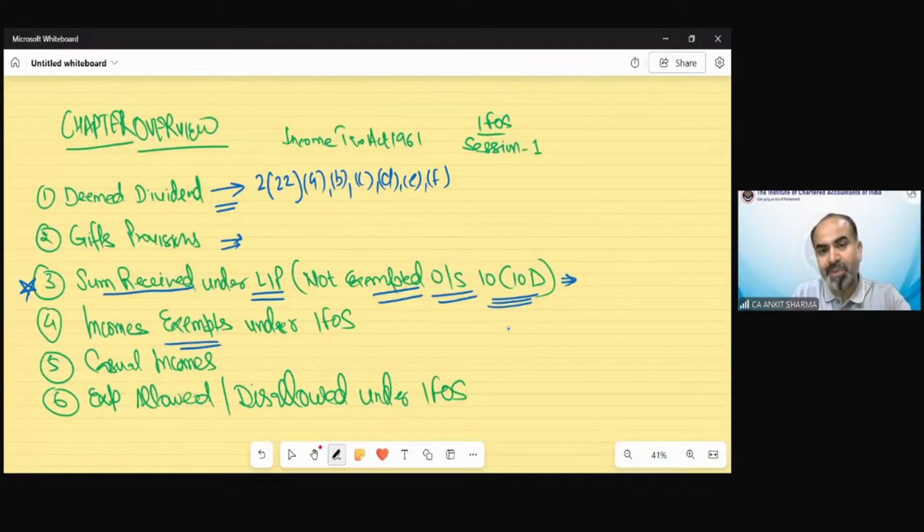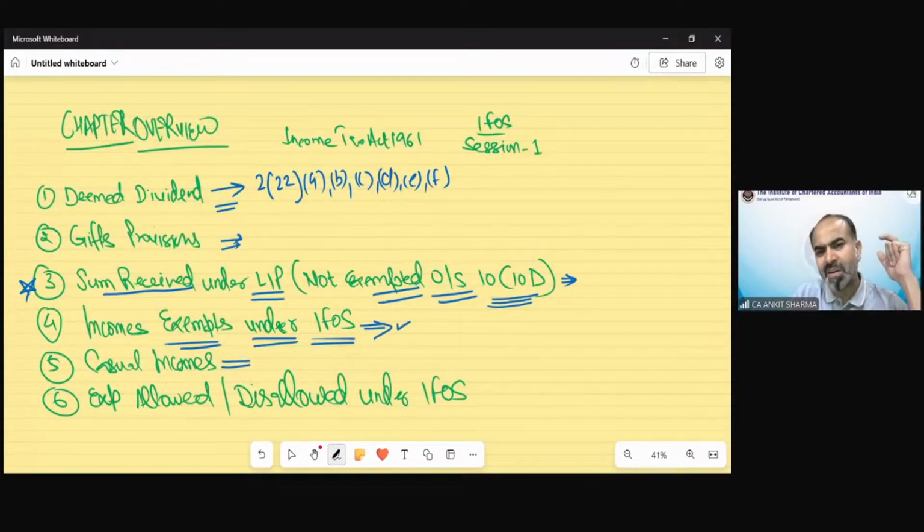Income exempt under income from other sources. There are certain incomes which are covered under income from other sources but which have been exempted, like compensation received on disaster, MP, MLA, some specific allowances, rewards, etc. So what are some examples of income exempted under income from other source, that we are also going to cover in this topic.